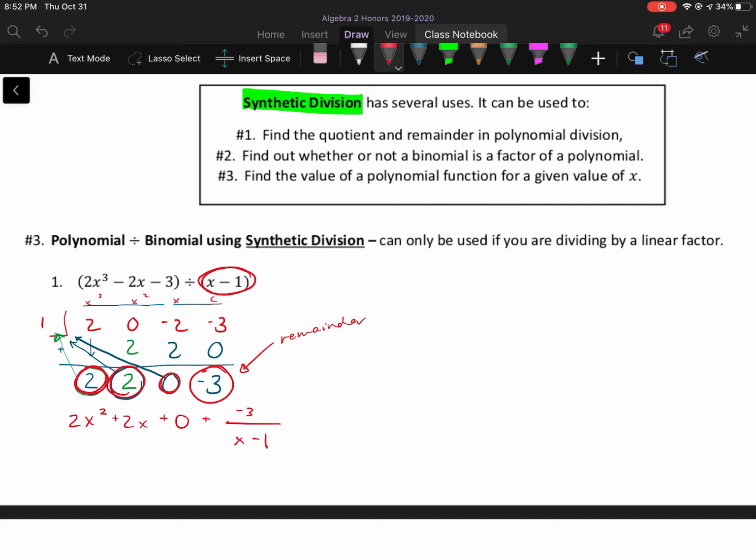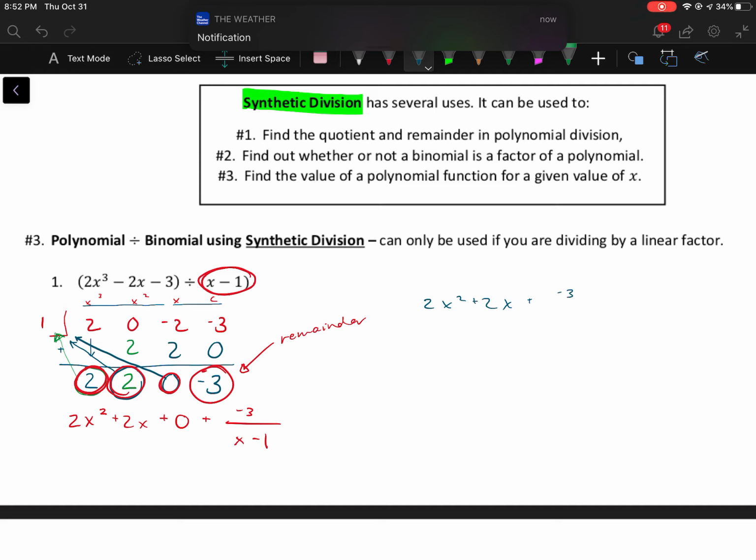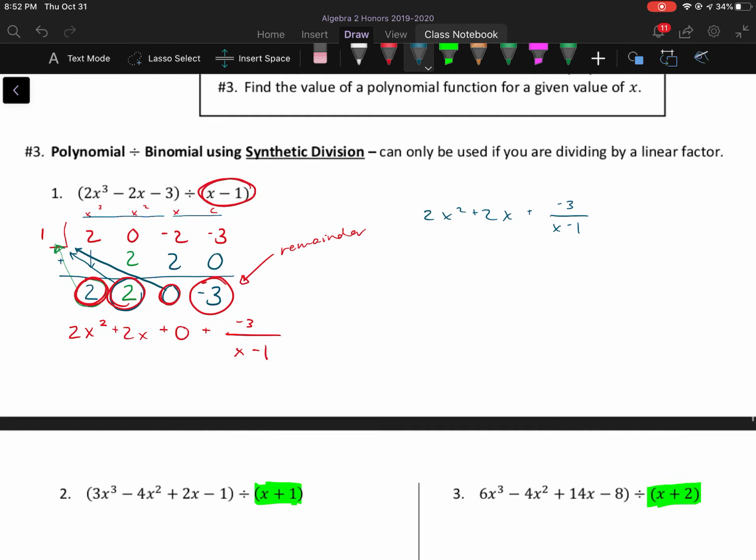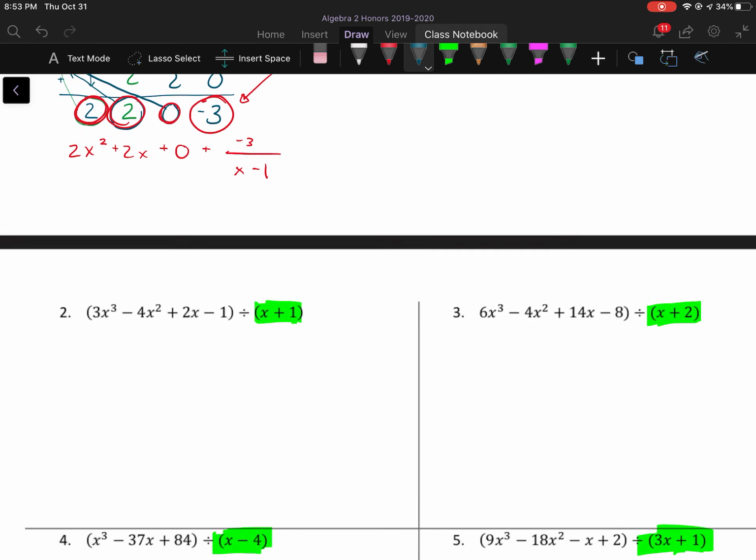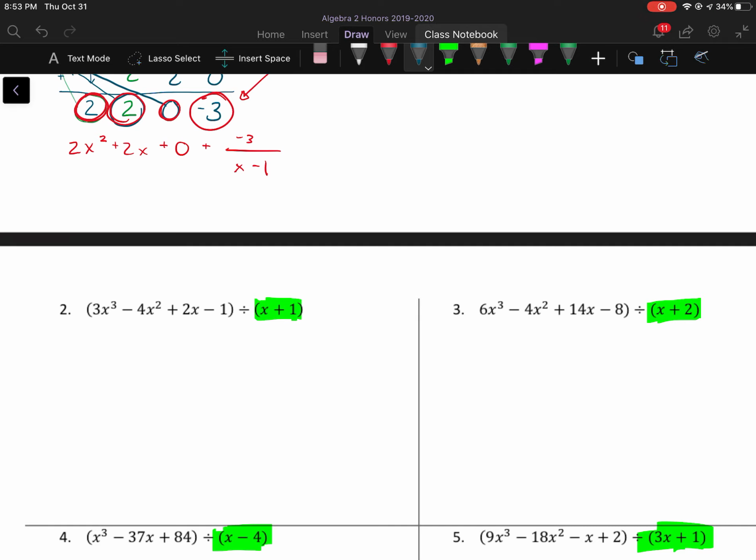Now, you probably want to put the 0 in there. So I'm going to rewrite it again to look like 2x squared plus 2x. And I'm just going to write plus negative 3 over x minus 1. And you'll leave it just like that. Okay, so it's definitely weird. Doesn't look like anything we've seen before. But let's try it again for number 2.